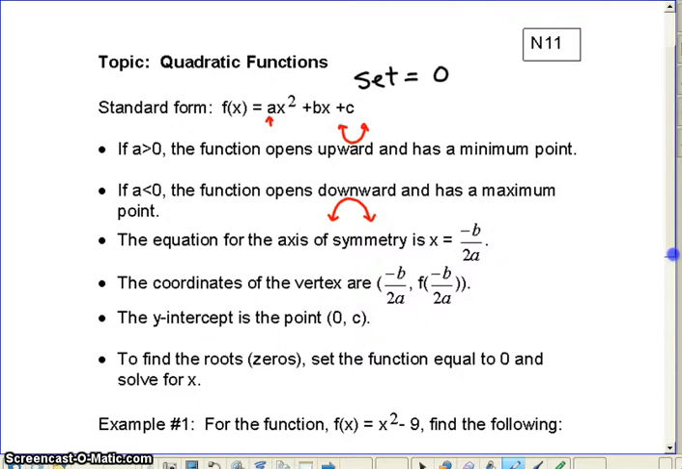For the equation of the axis of symmetry, as long as we have it in standard form, then we will be able to do this part real easily. It'll be the fraction of negative b divided by 2a.